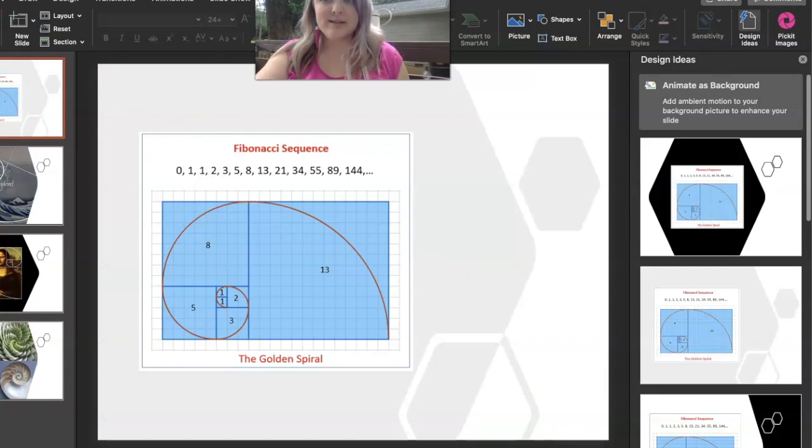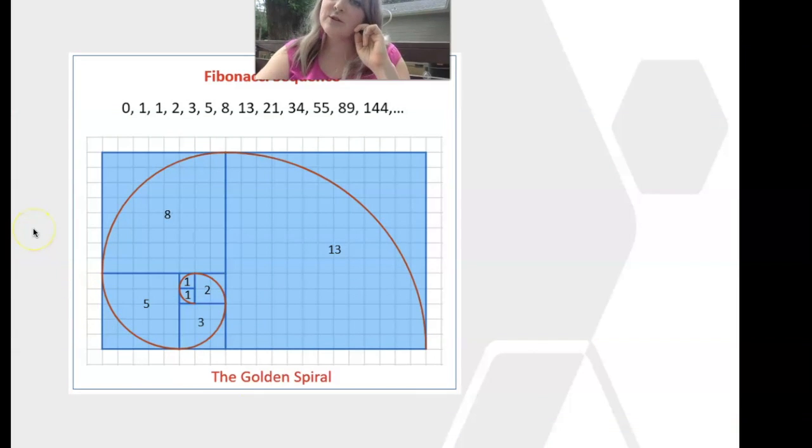So if we take a look here, this is what's known as the Fibonacci sequence, and they have charted it on this grid. The pattern starts at 0, and the way it works is we've got 0 plus 1 equals 1. And then you go 1 plus 1 equals 2. So you take whatever your answer is, and you add it to the previous number.